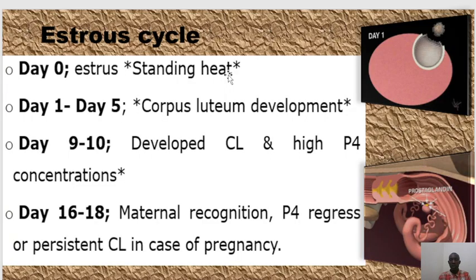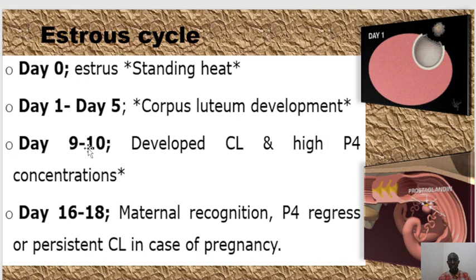This is the estrous cycle. During day 0 is what we are calling estrous, or the same as standing heat. Then at day 1, this is when we shall see our ovulation. Like here, we have one egg, but it has ovulated. This is at day 1. As the egg cell ovulated, the remaining part here forms the corpus luteum, which is the body that produces progesterone.